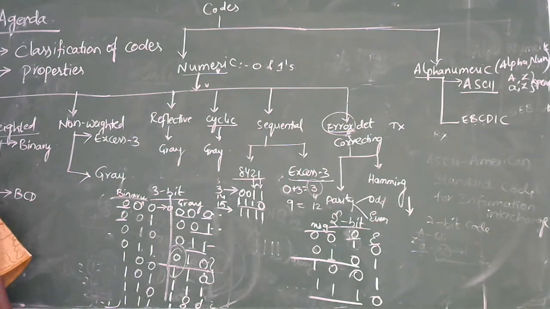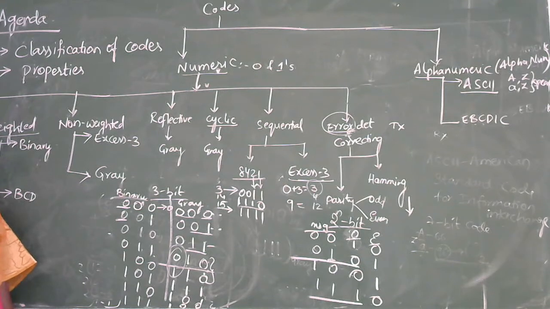Again, numeric codes are classified into weighted codes. Weighted itself indicates that each individual digit has some significance, meaning we cannot interchange the positions of those digits. Examples of weighted codes are binary code as well as BCD. Coming to the next classification, non-weighted code: we won't have any significance for each individual digit. Examples of non-weighted codes are XS3 code and gray code.